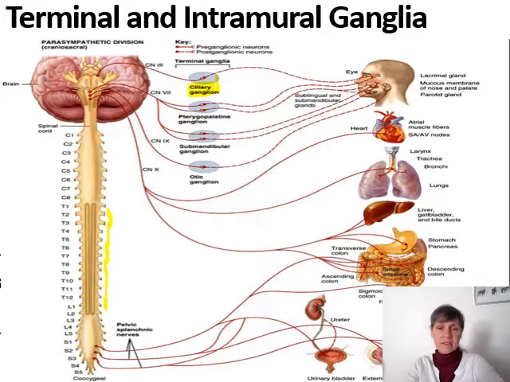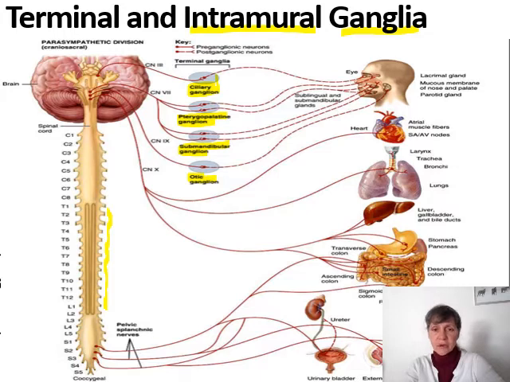So here we see the ciliary ganglion, the pterygopalatine ganglion, the submandibular ganglion, and the otic ganglion. And then there's another type of ganglia within the walls of the organs, and these are called intramural ganglia. So, for instance, let's take the submandibular ganglion.